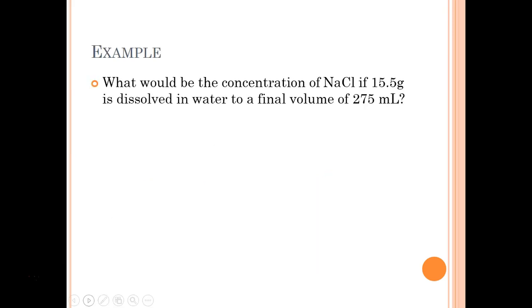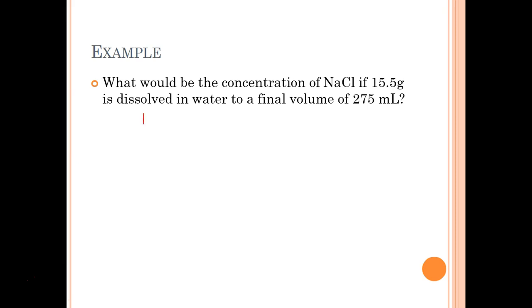So, a couple quick examples. What would be the concentration of NaCl if 15.5 grams is dissolved in water to a final volume of 275 milliliters? So here we're going to solve for the concentration. The first thing we have to do is get that grams of NaCl into moles, and then we can divide it by the volume, but in liters.